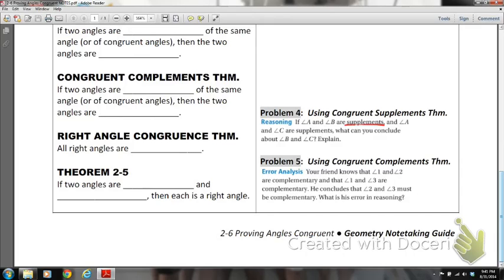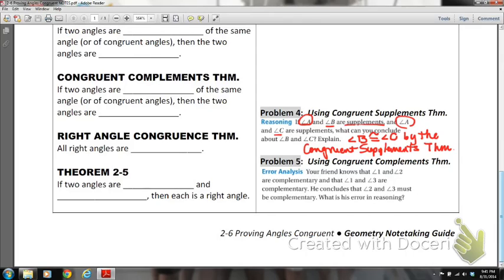So here, A and B are supplements, and A and C are supplements. So since B and C are supplements of the same angle, which is A, then that means that angle B and angle C have to be congruent to each other. Angle B is congruent to angle C. And the explanation is that it's by the congruent supplements theorem.